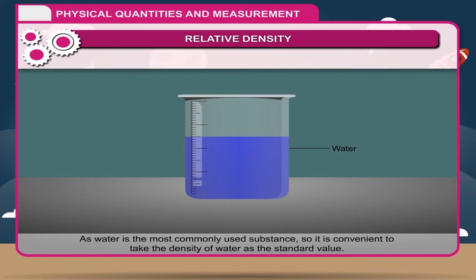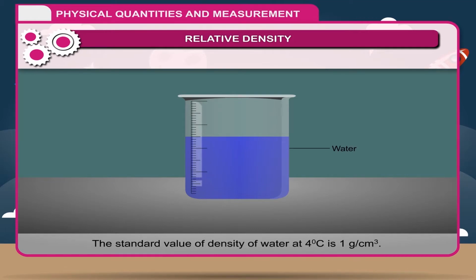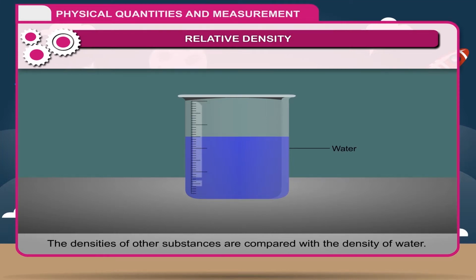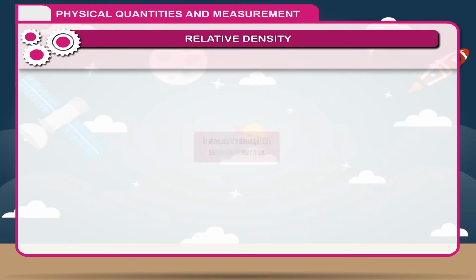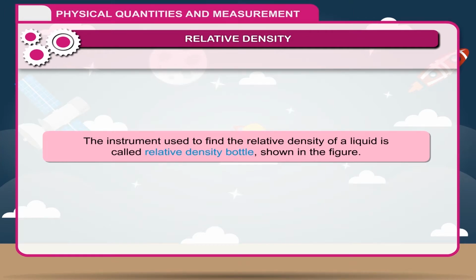the standard value. The standard value of density of water at 4 degrees Celsius is 1 gram per centimeter cube. The densities of other substances are compared with the density of water. The relative density has no unit because it is a ratio of two physical quantities. It is a scalar quantity.